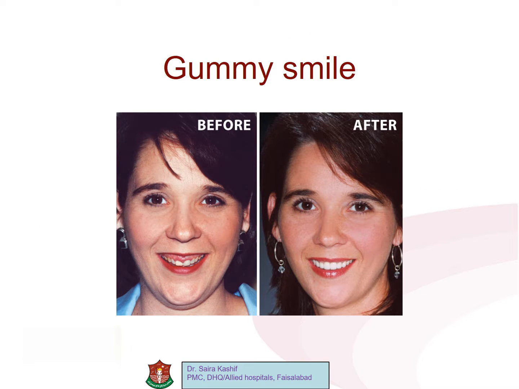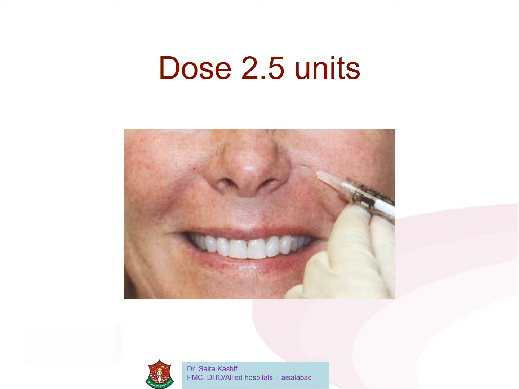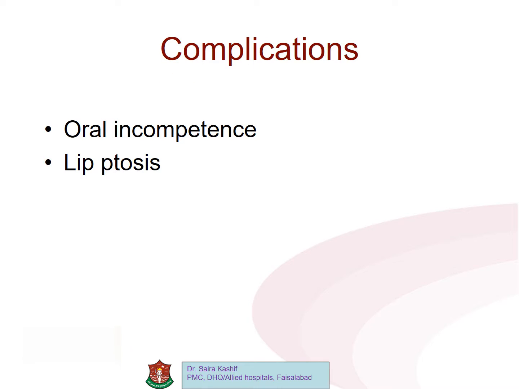Next is the gummy smile. Gummy smile is the excessive gingival show when you smile. How can you correct this? Inject into the levator labii superioris alaeque nasi, which produces a nasal fold and is also responsible for the gummy line. You have to inject at the muscle bulge at the superior part of the nasolabial fold, just 2.5 units at maximum at 2 sites. The complications which may arise from this injection are oral incompetence and lip ptosis.